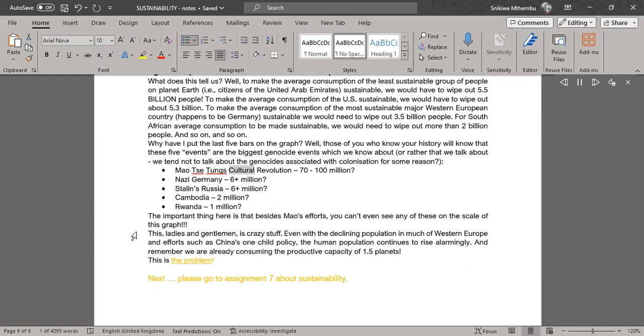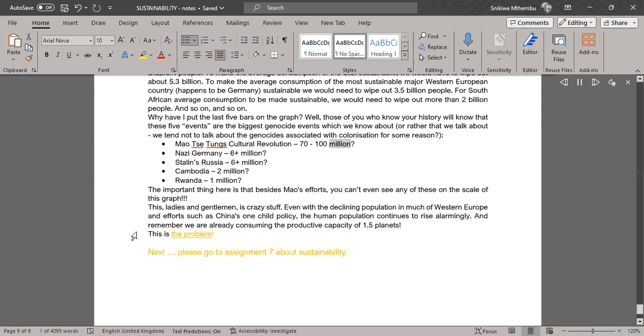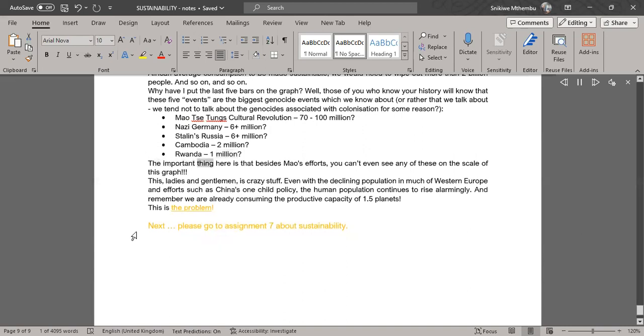Mao Zedong's Cultural Revolution, 70 to 100 million. Nazi Germany, 6+ million. Stalin's Russia, 6+ million. Cambodia, 2 million. Rwanda, 1 million. The important thing here is that besides Mao's efforts, you can't even see any of these on the scale of this graph. This, ladies and gentlemen, is crazy stuff.